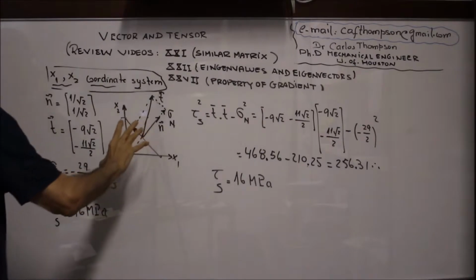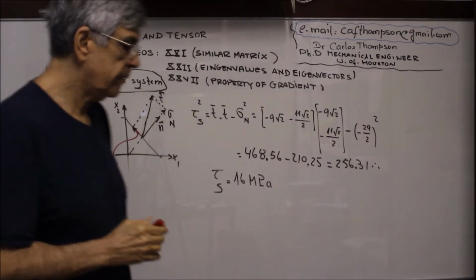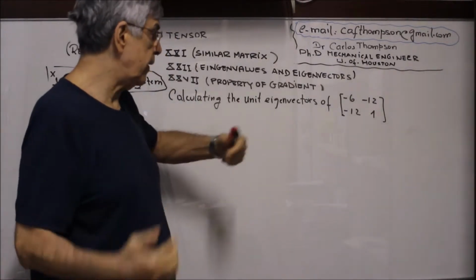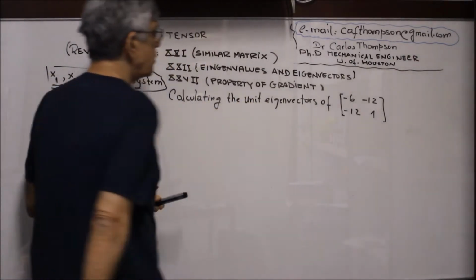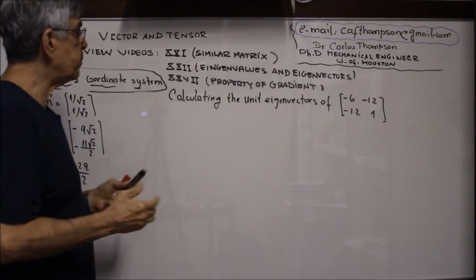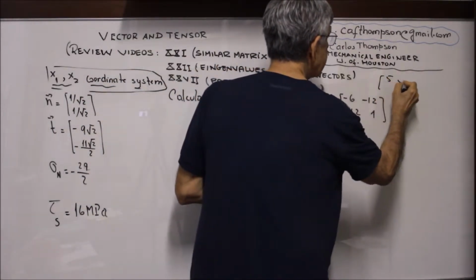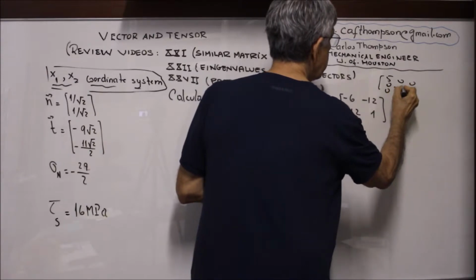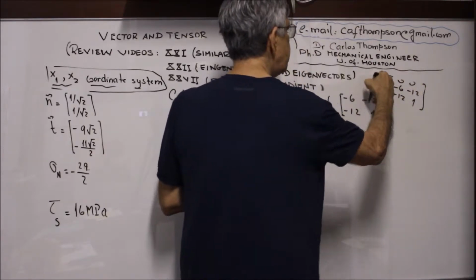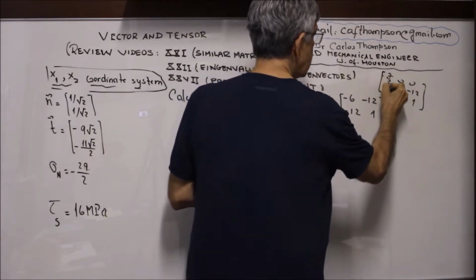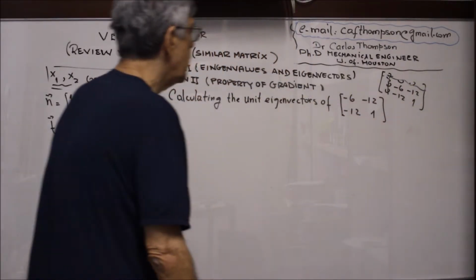Let's repeat all this calculation now for the principal direction coordinate. We are going to calculate the eigenvalues, then we calculate the eigenvectors. This solution you can see in the previous video, in which we had this matrix 5, 0, 0, 0, 0, and then minus 6, minus 12, and 1. In the previous video we just calculated. Now this one is just a plane. Okay, so it is minus 6, minus 12, and 1.